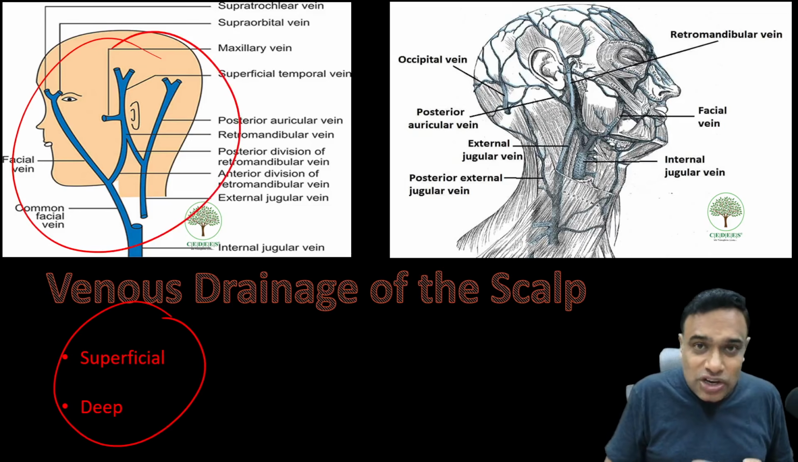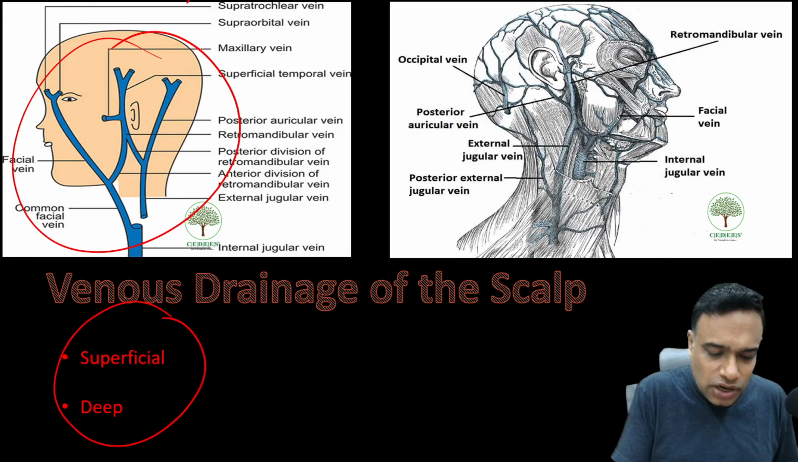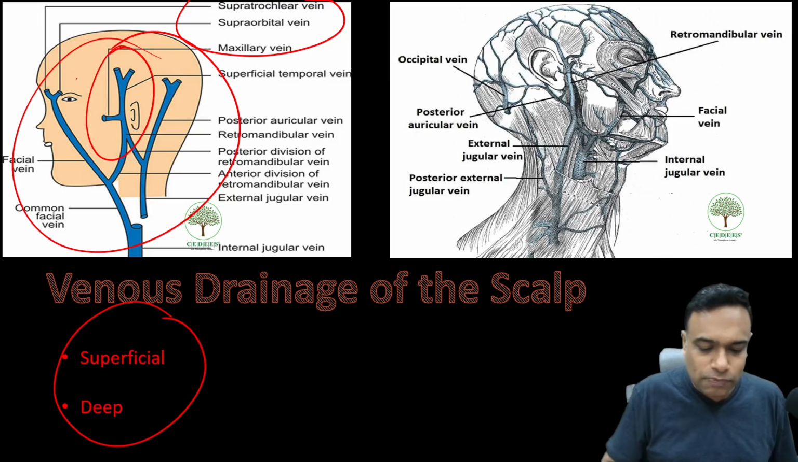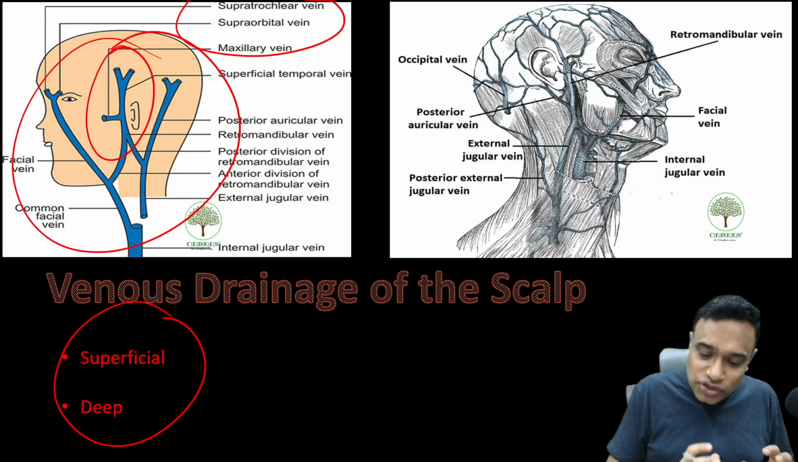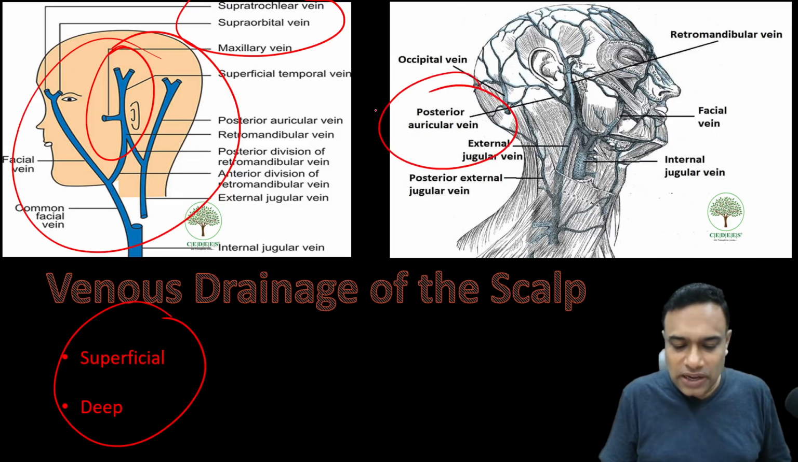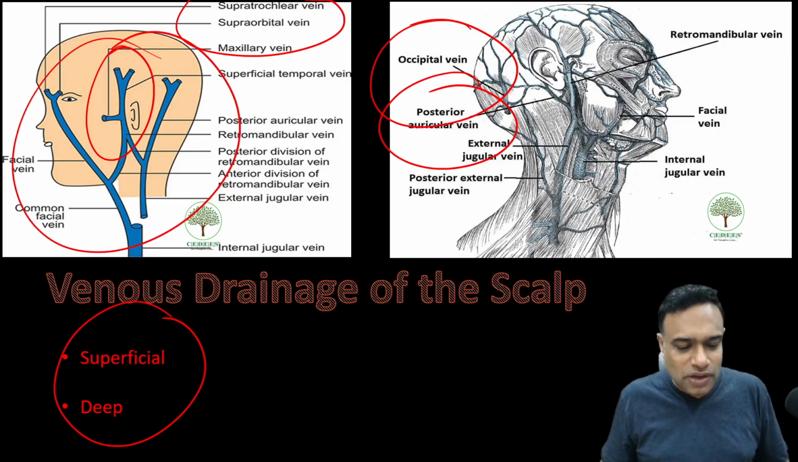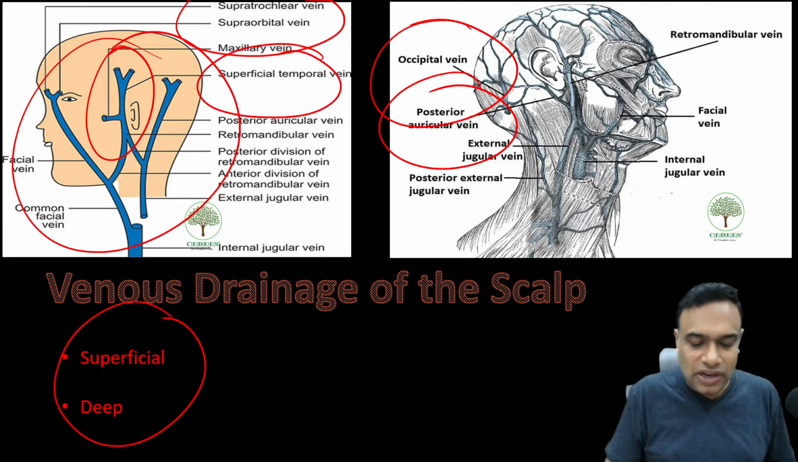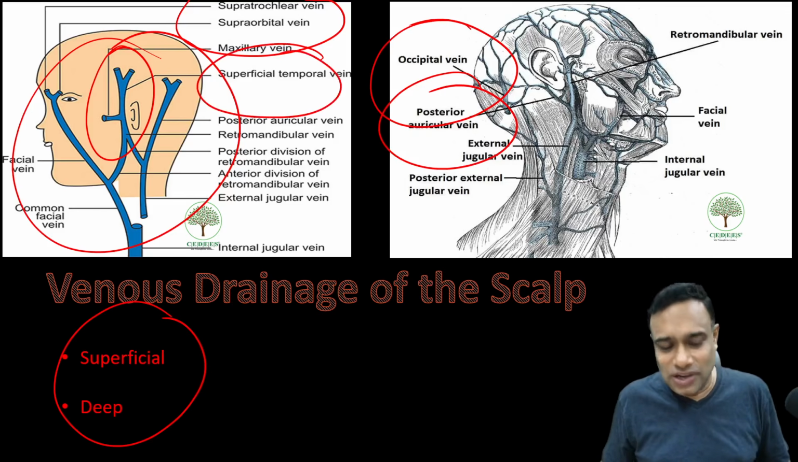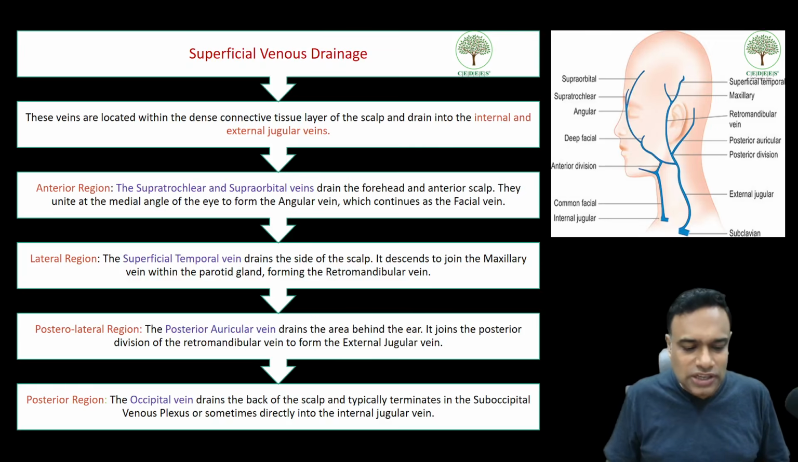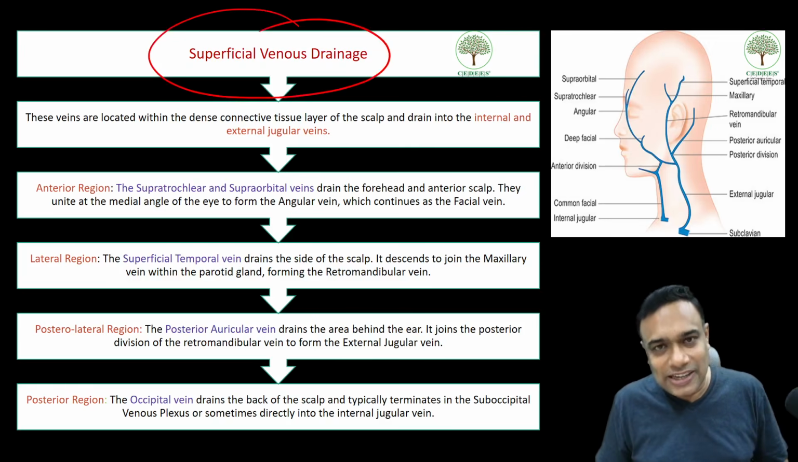So the superficial venous drainage of the scalp is mainly done by your supratrochlear veins, your supraorbital veins, your superficial temporal vein, and posteriorly we have the posterior auricular vein and your occipital vein. All of these 5 veins form what is called your superficial venous drainage of the scalp. Okay, I have a small flow chart, so we'll just go through this superficial venous drainage of the scalp, right?